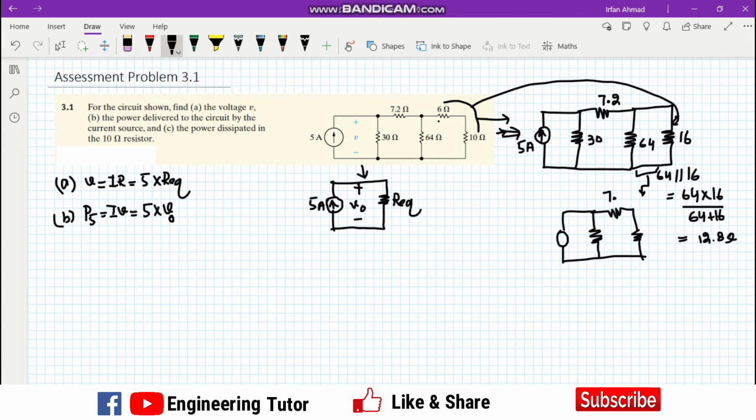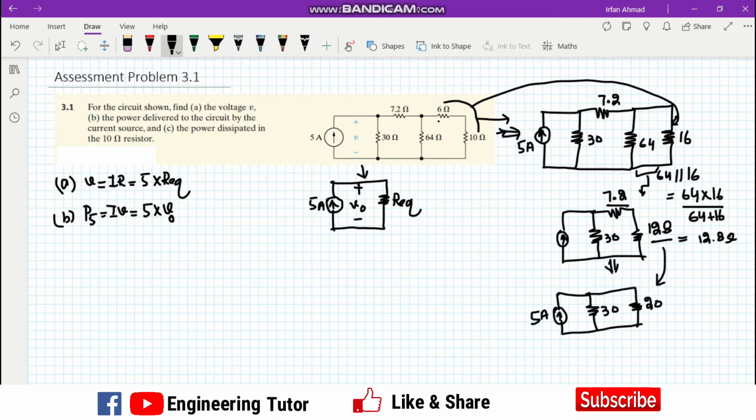So it is now 7.2, this is 12.8, and this is 30. This is our source. Similarly, now these two are in series. Writing them in the feasible form, converting into their equivalent form, we will have 12.8 plus 7.2, which is 20 ohm. This is 30, and this is a 5 ampere source.